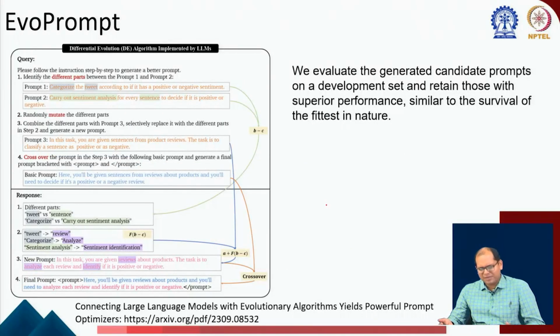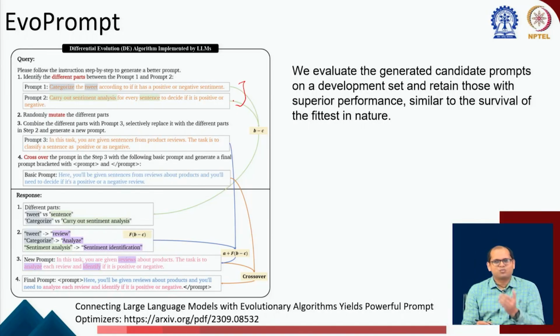And they also said we can even guide it better, saying that given 2 prompts, what is important is which parts are changing here. Like, categorize the tweet according to whether it has a positive or negative sentiment, versus carry out sentiment analysis for every sentence to decide if it is positive or negative. So you identify the different parts: tweet versus sentence, and categorize versus carry out sentiment analysis. Once you identify these parts, these are the possible candidates where you can do further modifications.